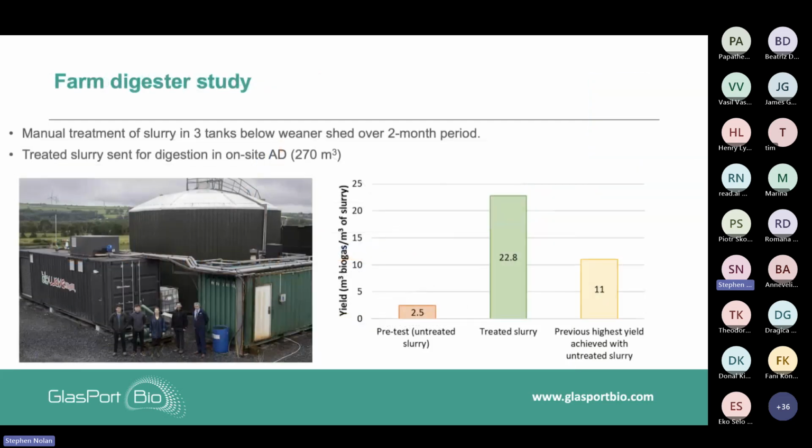There was an initial boost in gas beyond what was normally observed as the previous highest. So it was up to 100% more gas, but I'd say there were some operational issues that meant that we achieved a better than normal result in those trials. So on the farm digester study, we manually treated 3 tanks and then fed that slurry into the AD plant. And that's the little AD plant you can see there.